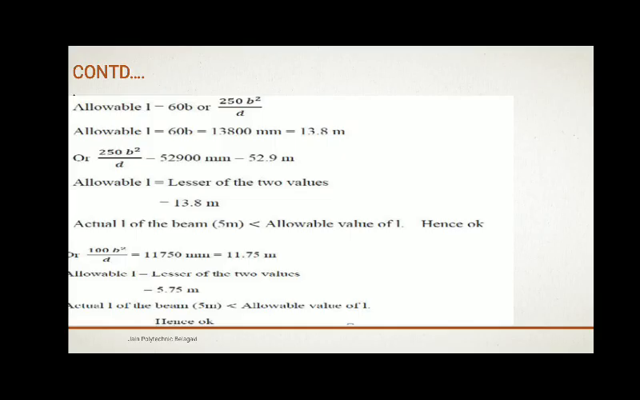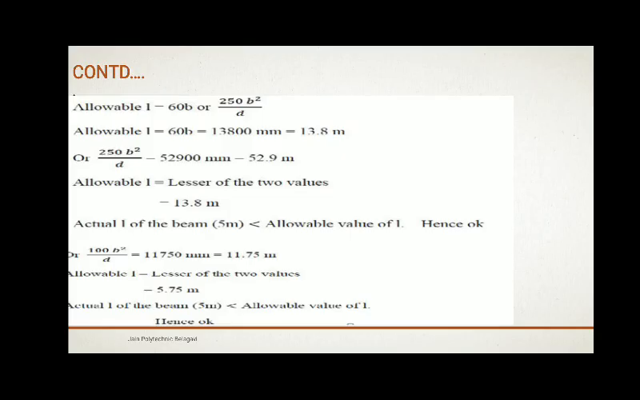The second value, that is 250b square by d, after substituting the values here we get 52,900 mm, and in meters it is 52.9 meters. So the allowable length is equal to the lesser of the two values. Which is lesser of the two, 13.8 and 52.9? 13.8 is lesser. So we are comparing with the actual length.